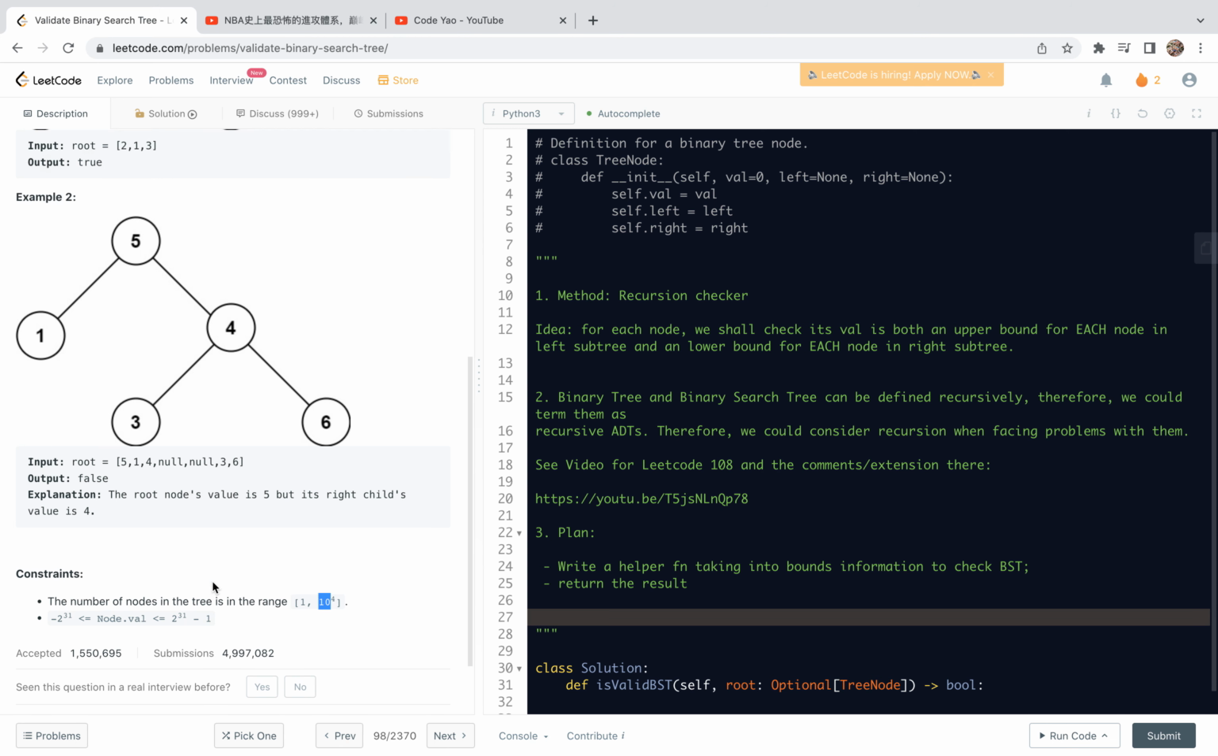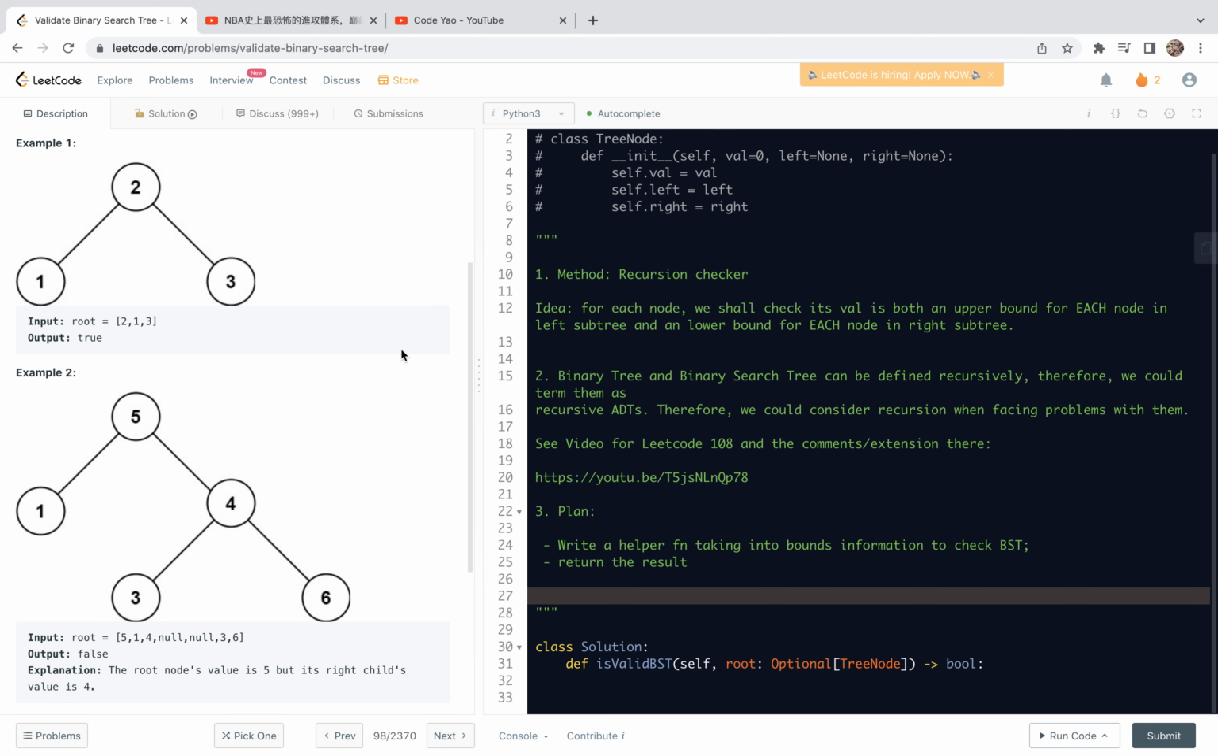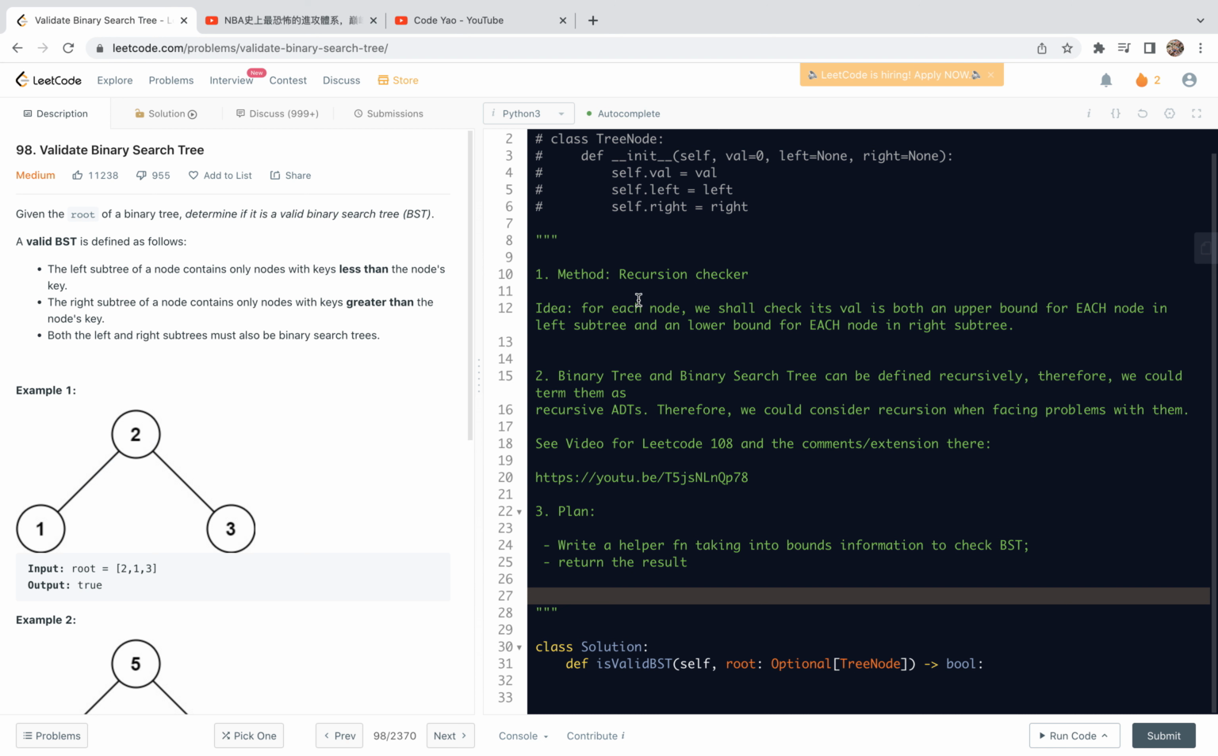With that said, let's look at the method we're going to share. As we said, this problem actually is very standard. The idea here is a recursion checker. The idea is the following. For each node, we shall check its value is both an upper bound for each node in its left subtree and a lower bound for each node in the right subtree, right? That's the full idea.